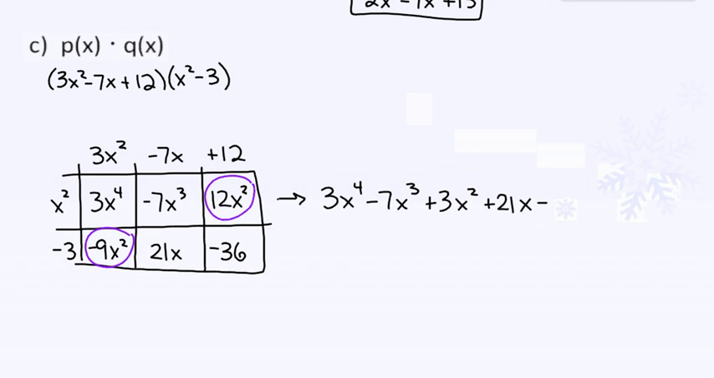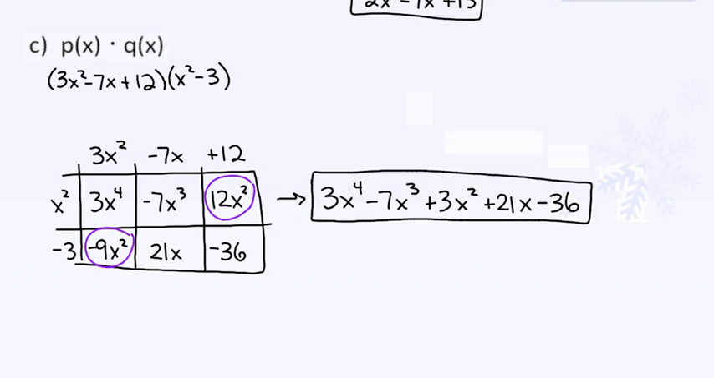And then we have minus 36. So we didn't have a lot of terms to combine this time, but sometimes you do. So that's one of the ways you could do the problem. I'll show you what I'm more likely to do. I'm more likely just to kind of keep track and go systematically.